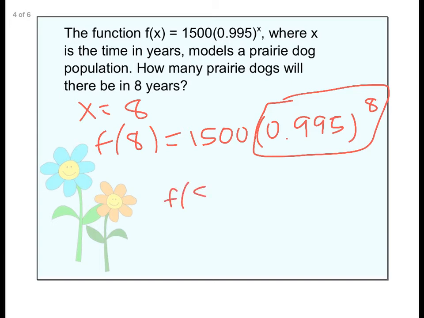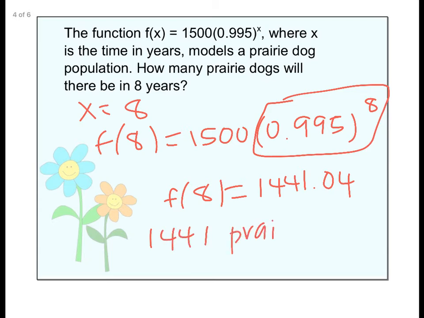So I would get f of 8 is equal to 1441.04. In this case, if we're talking about prairie dogs, I would just round to whole numbers. So I would do 1441 prairie dogs as my final answer.